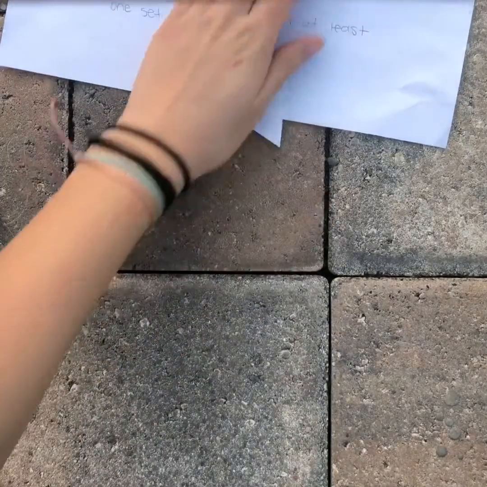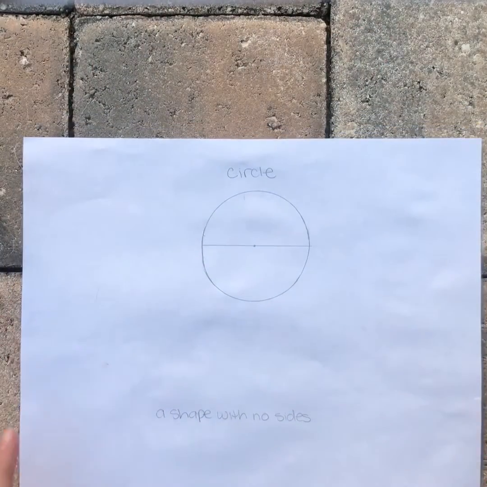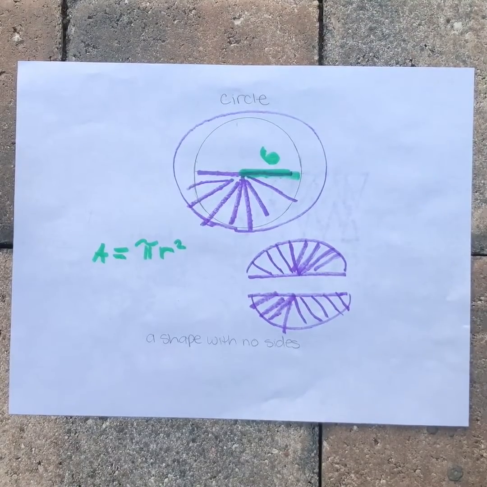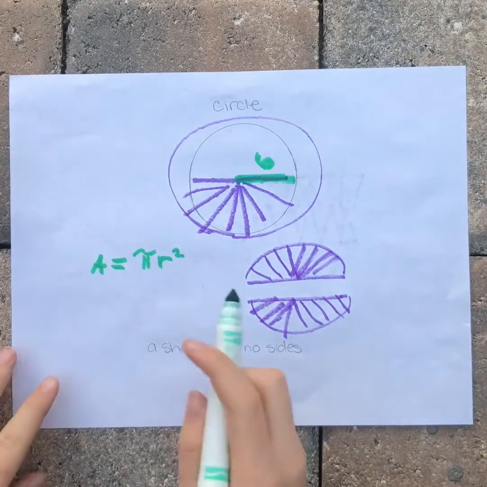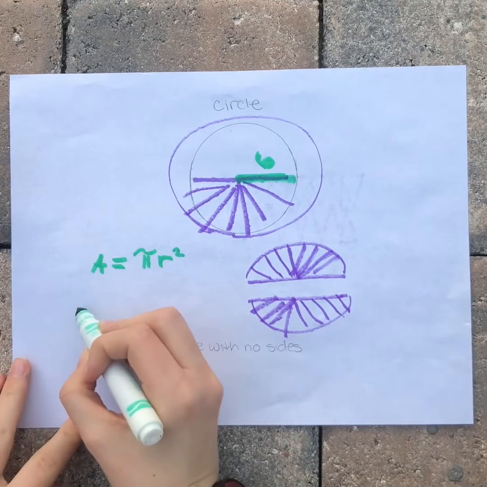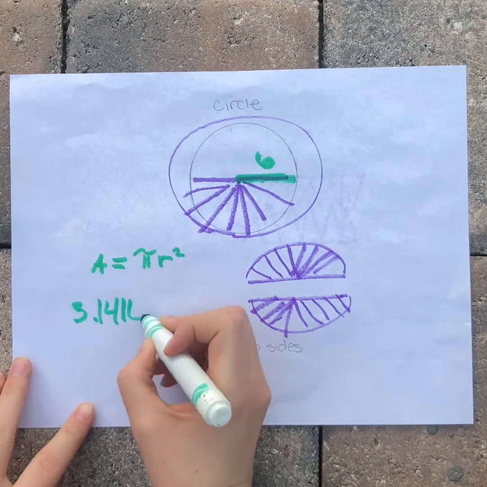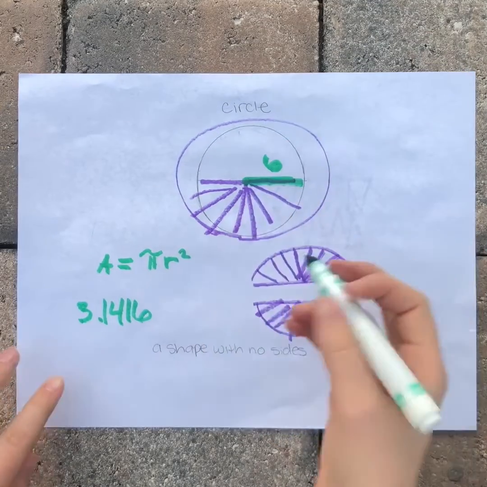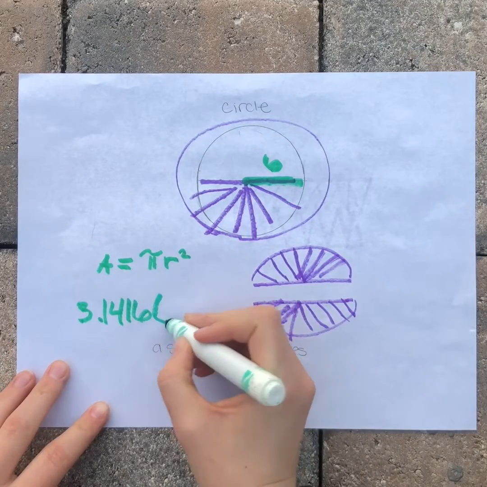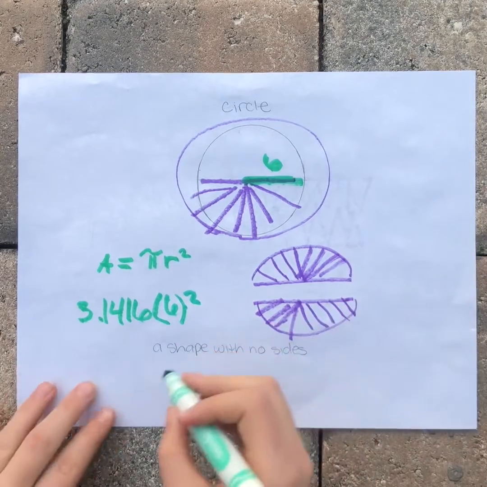Okay, the last one that we have is a circle. Now, this one's a little tricky because it has no sides. So if you know what pi is, I'm just rounding it to the nearest 4 decimals. So pi gives us 3.1416. Then we have our radius, which is 6. So you times it by 6 squared. 6 squared is 36.